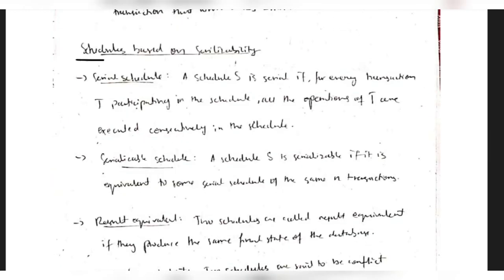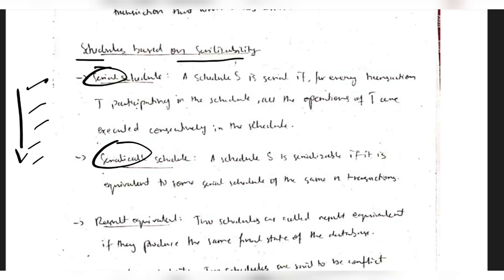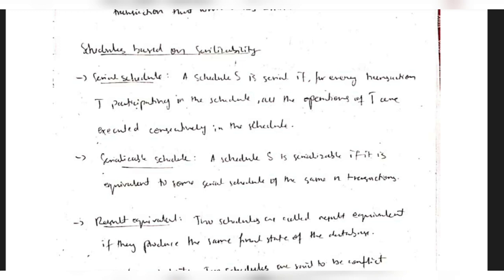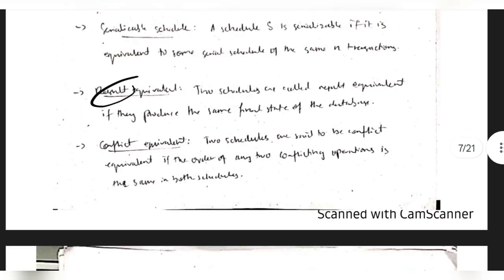The next one is schedules based on serializability. A serial schedule is one which has the sequence of operations to be performed. A serializable schedule is one which can be equivalent to some other serial schedule. This is serial, this is serializable. It is able to become serial, and this is already serial. Result equivalent means two schedules producing the same result. Conflict equivalent means same conflict, and conflict serializable means it produces the same conflict as in another serial schedule.